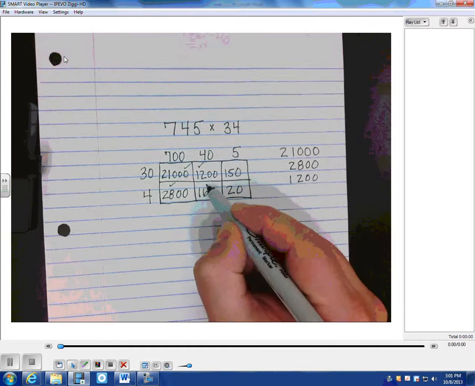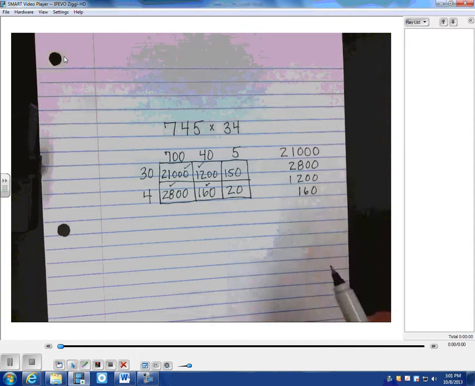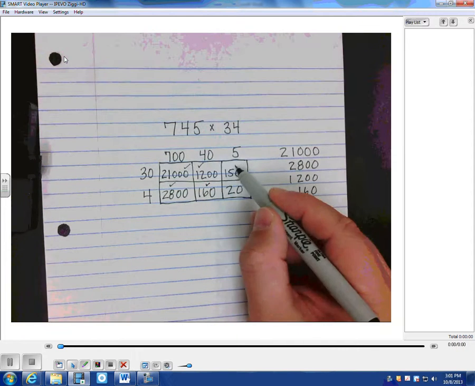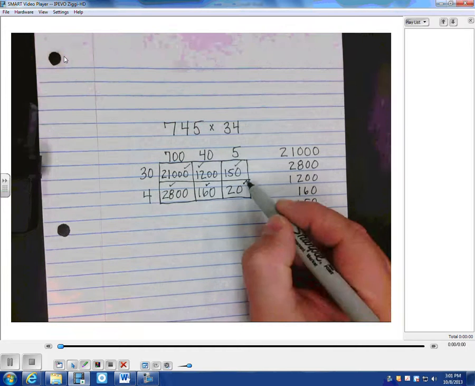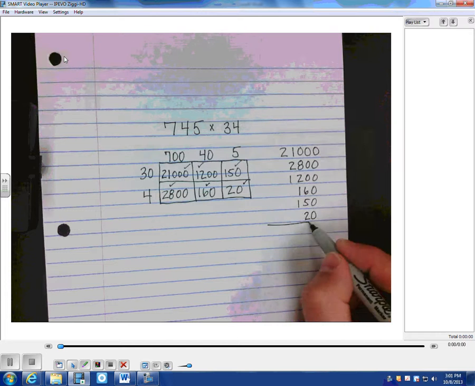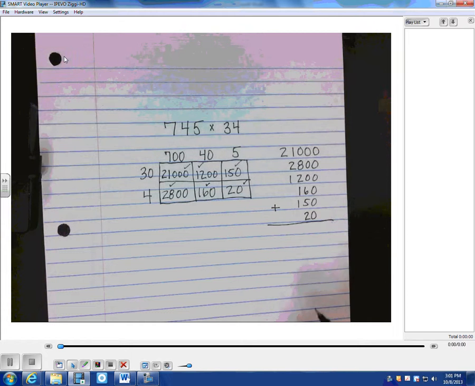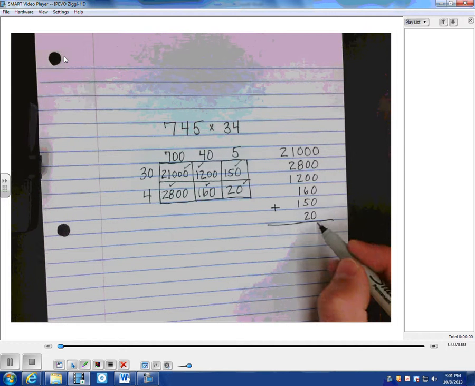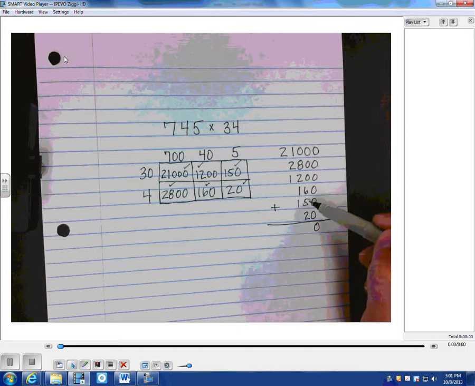Now I have 160. And again, I'm going to line that up properly. I'll do 150. And then 20. Most important part is lining up the numbers. Okay, so zeros all the way down equals 0. So I have 6 plus 5, which is 11, plus 2, which is 13.